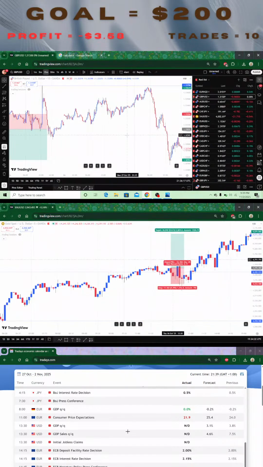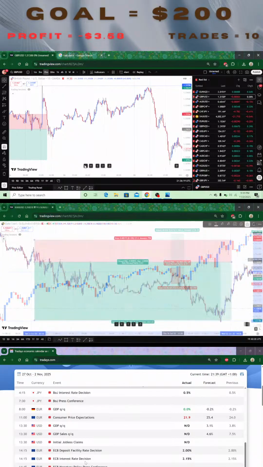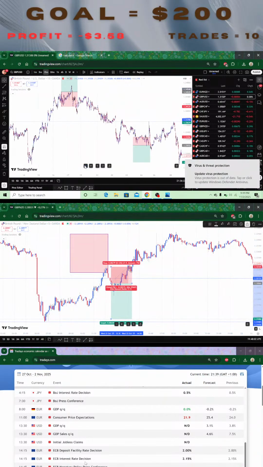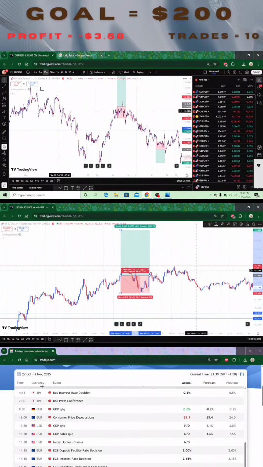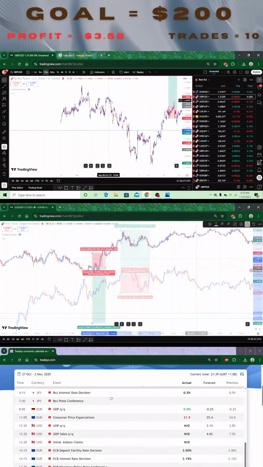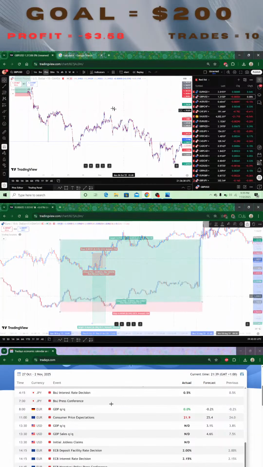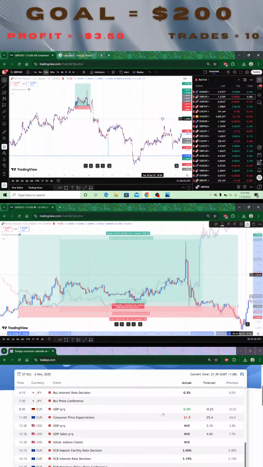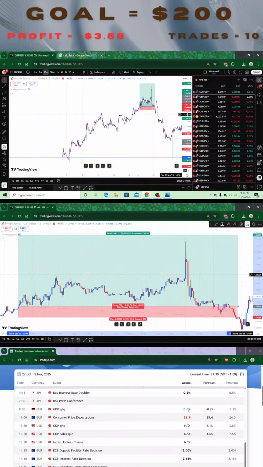Now to shrink. What are we going to do? Shrink, right? This is GBP USD, 15 minutes time frame, just like it's supposed to be. 15 minutes time frame, GBP USD. Let's see if it's going to play out.